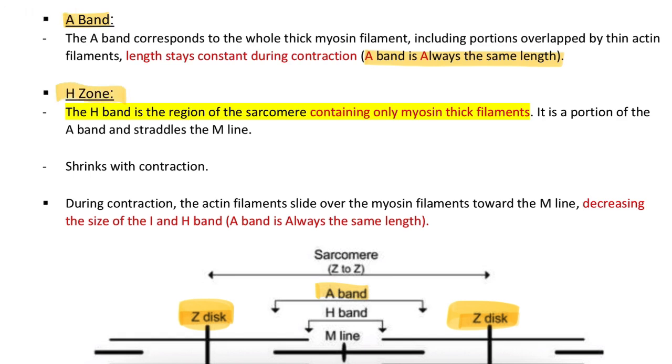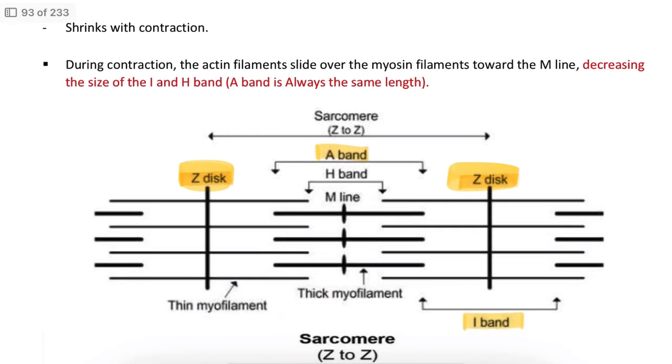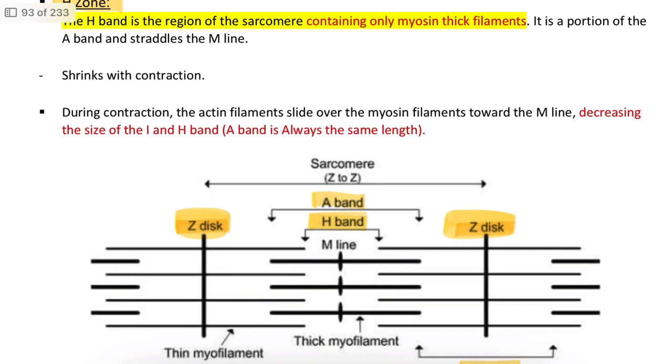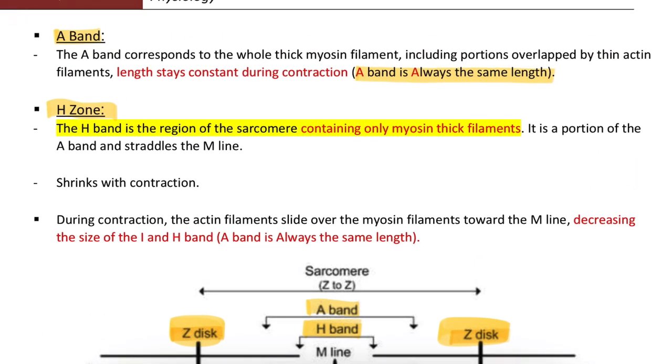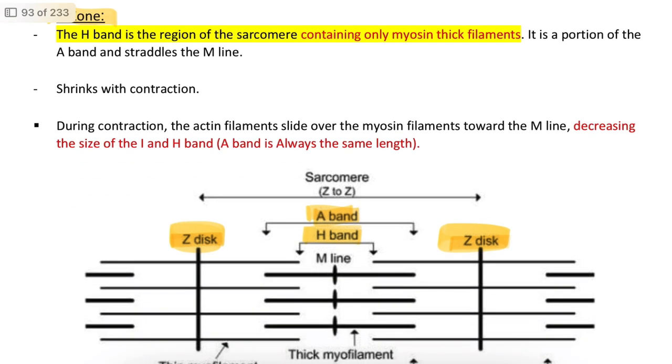Next we are going to discuss the H zone, or H band. This H band is located in the center of the A band. This is the A band, right? In the center of the A band you can see the H band, so that's why we say it is located in the center of the A band. It contains only thick filaments like myosin, with no actin overlap. It shrinks during contraction as actin slides over.